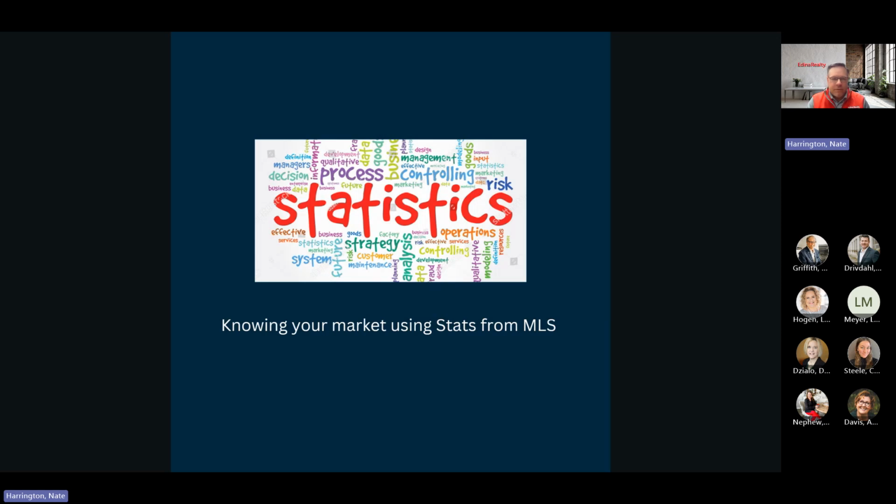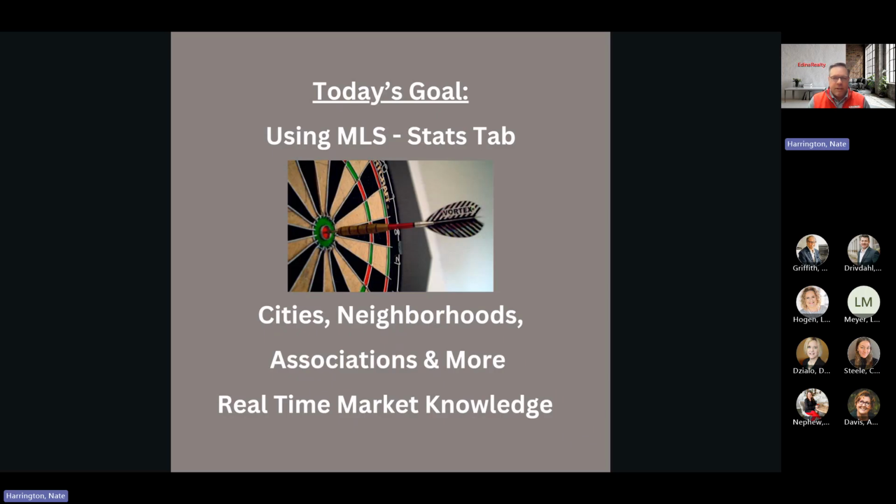It was beneficial. I showed you how to create or find your own list price to close price ratio. I'm using that same tab, but the idea today is you're going to use that one tab. It's often overlooked on the MLS, but you can use it for cities, neighborhoods, associations, school districts, more and more. When you leave here, you're going to have a really good idea of how you want to use this. But what it does is it gives you real-time market knowledge, and you can use that for listing presentations.